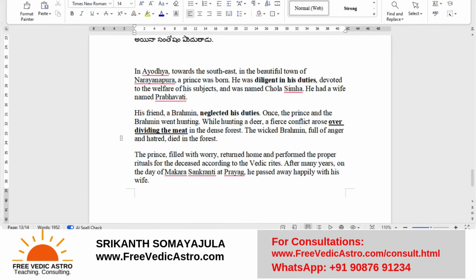Wherein there is a Raja, and the Raja has a wife. He's very prosperous. He also has a friend who's a Brahmana. The Brahmana did not do what a Brahmana ought to do. So this person must have left his Sandhya Vandana and Kriyas like that, and he was not doing what he ought to do. That is what is written there.